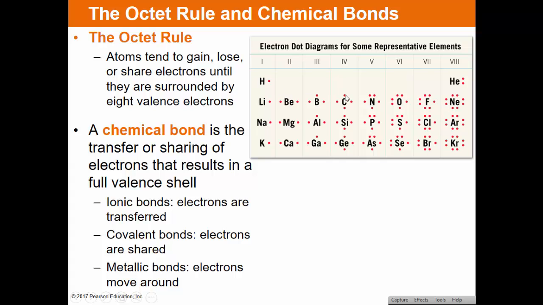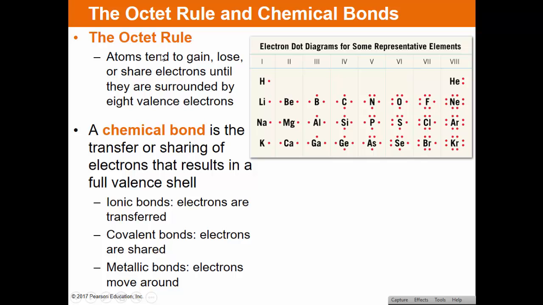This is a bunch of different elements: hydrogen, helium. Hydrogen has one in the outer shell, its first shell. Lithium only has one in its outer shell, which would be its second shell. But these are the noble gases. They have two for helium. Remember, the very first shell can only hold 2 electrons. Neon, argon, they have 8 in the outer shell.